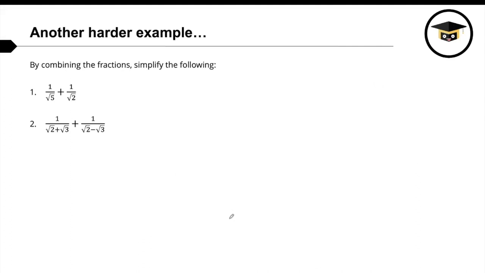So now we have 2 more harder examples. By combining the fractions, simplify the following. Pause the video and have a go, and then unpause so that we can go through the solution.